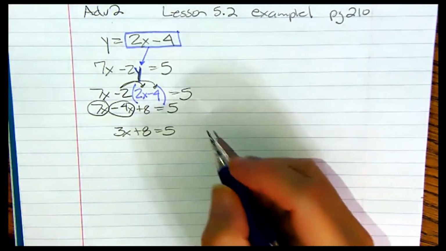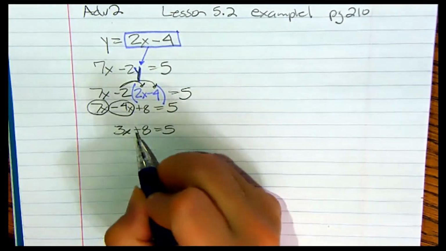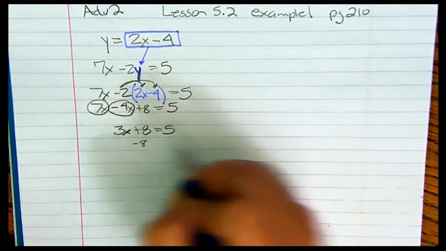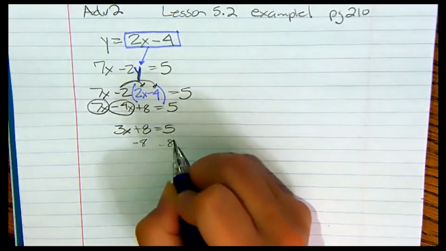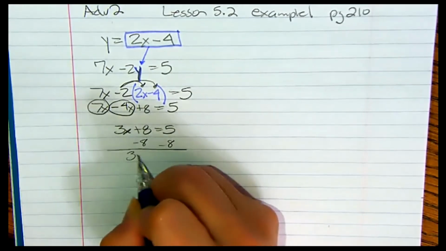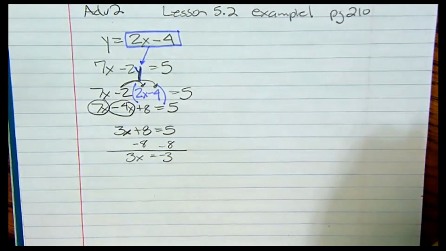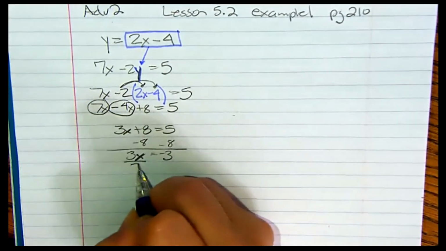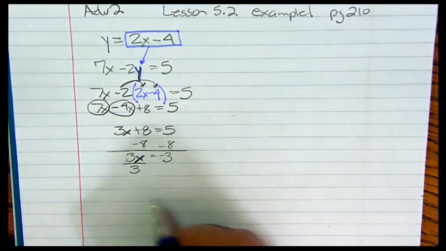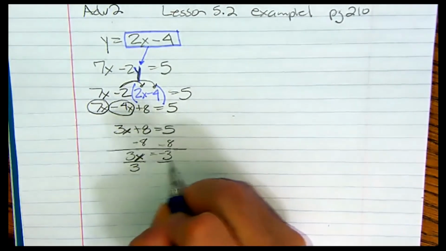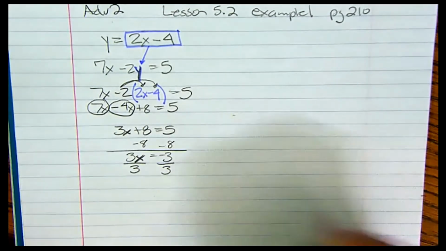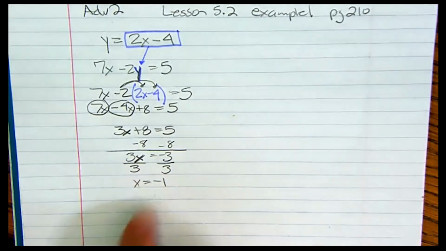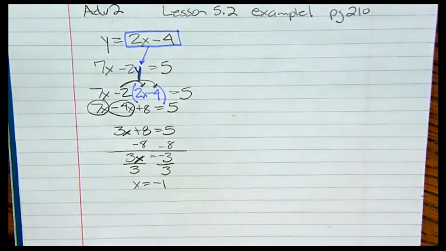I'm still combining like terms, but I need to isolate my x. So I'm going to subtract 8 from here. What I do to one side, I must do to the other. I still need to isolate my variable. So I'm going to divide by 3. What I do to one side, I must do to the other. x equals negative 1. So yay, x equals negative 1.